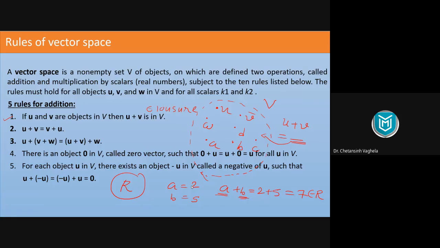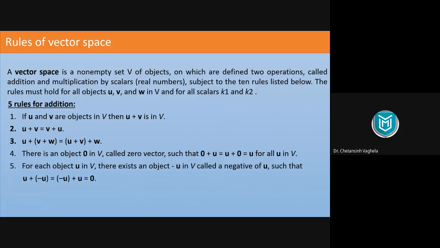Then second rule is u plus v is equal to v plus u. This u plus v equal to v plus u, this property also has a name. It is called commutative property.